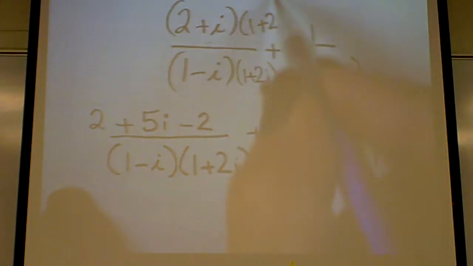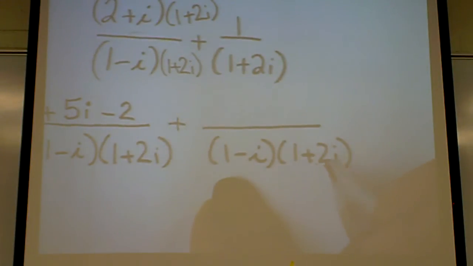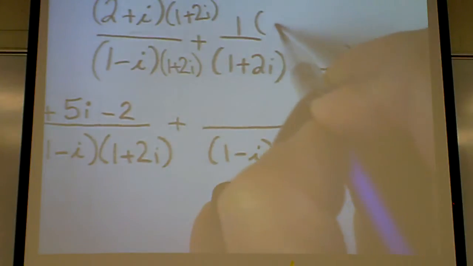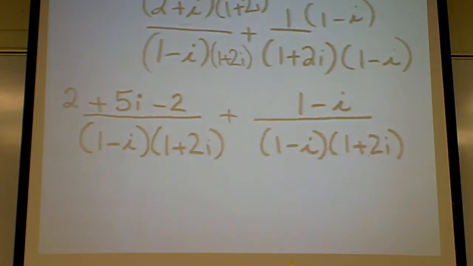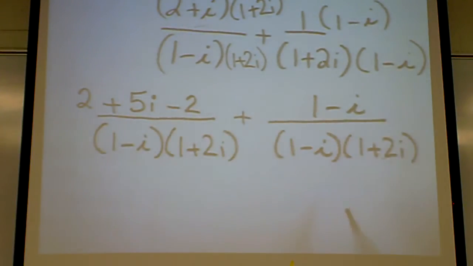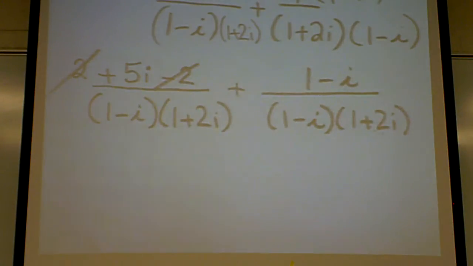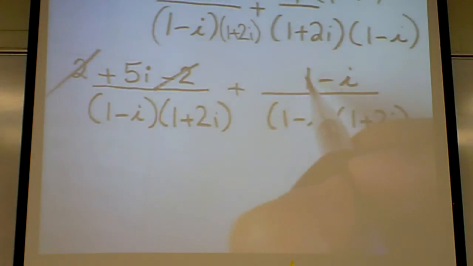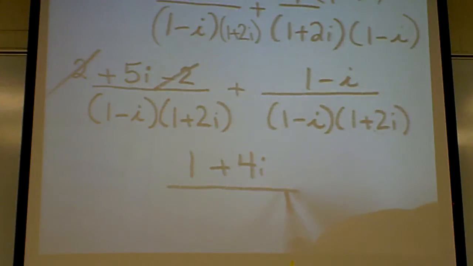Okay, so that's that side. This side over here, we had the 1 plus 2i, we were needing 1 minus i. Well, that's easy. What's 1 times 1 minus i? 1 minus i. Now let's clean up. Our numerator, we can add right across. I see right away those cancel. And what we have up here is 1 plus 4i. So my numerator is 1 plus 4i.